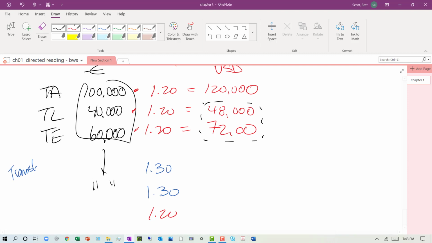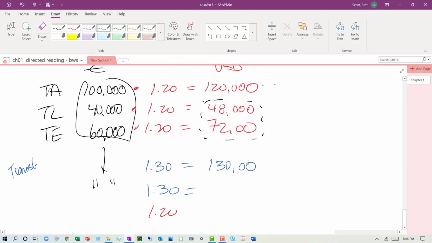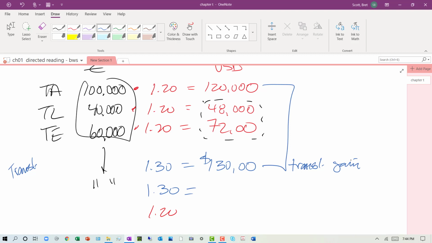then when we multiply across, we see that now total assets have increased. This is in US dollars. So we have a translation gain. Assets have improved based on the exchange rate. They could be the same assets, nothing's really happened, but just because the exchange rate has changed, we can see that assets have a higher dollar value. That's neat. So there's a translation gain.